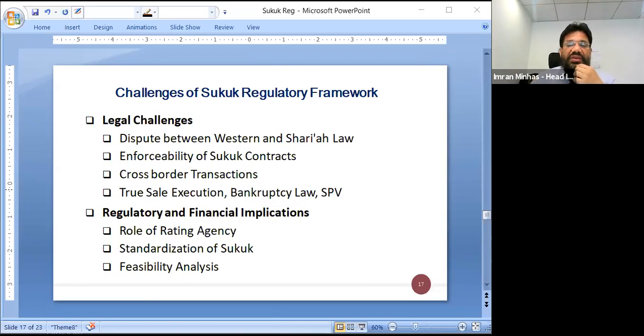Sharia compliant financial innovation of Sukuk is another area. Possible Sharia compliant financial innovation can be suggested in order to give financial protection to the Sukuk holders from the legal uncertainties. So I wish to conclude here the area of the regulatory framework, the challenges of the Sukuk regulatory framework.